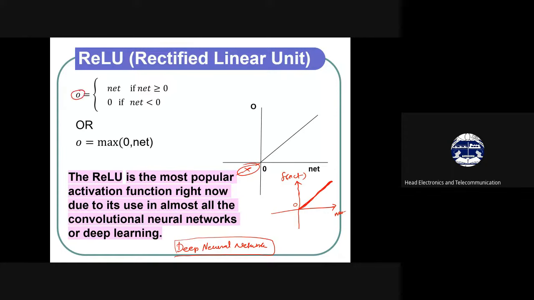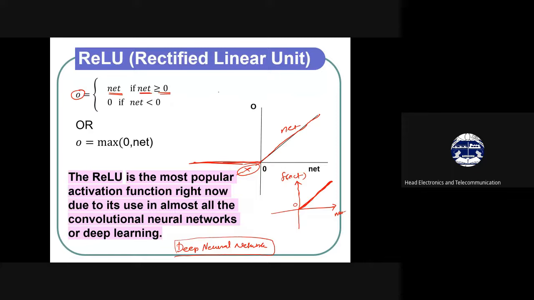Your output is equal to net if the net value is greater than or equal to 0. It will be 0 if net is less than 0. So this side is 0, and from here onwards it is the same as whatever is input. Okay, so such a modified linear unit is called a rectified linear unit.